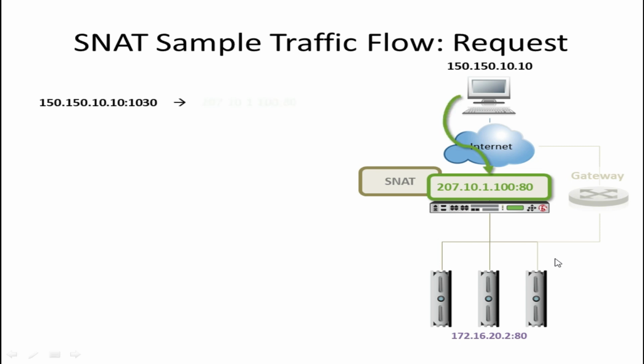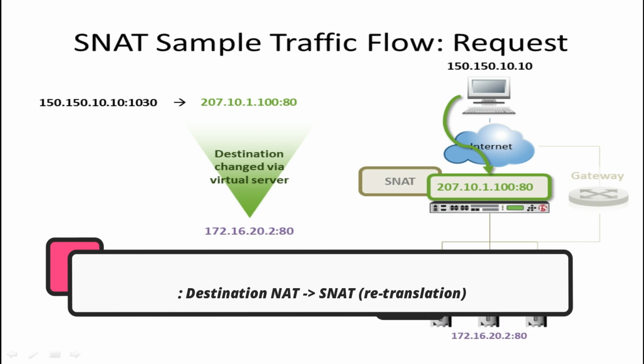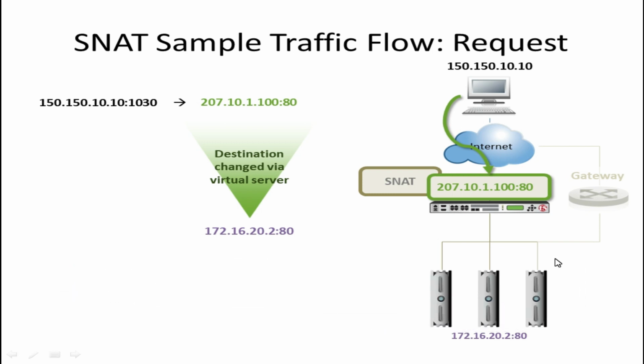So you can see first the destination is changed via the virtual server. So far SNAT has not come into the picture by default, because my F5 device will convert the destination automatically. So you can see 150.10.10 is my laptop or my PC IP, and it is hitting my virtual server, and the destination is changing to one of the backend pool members, and this time again the pool member is 20.2.